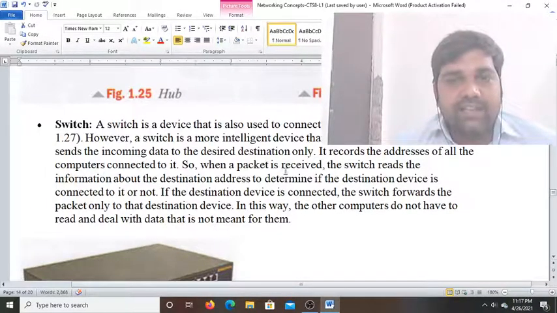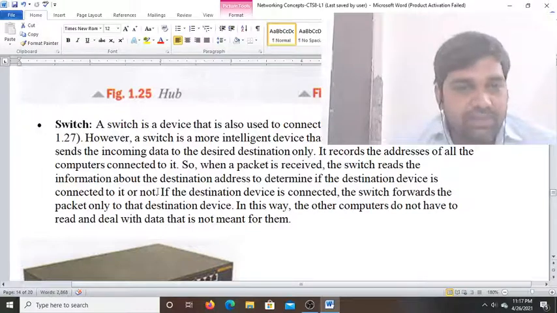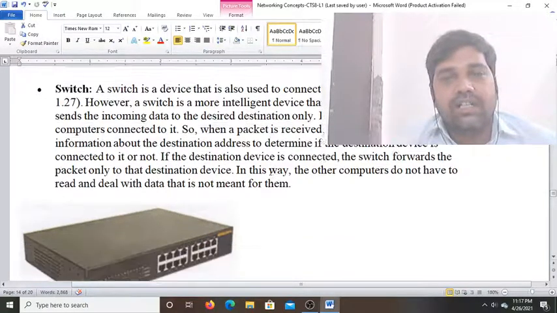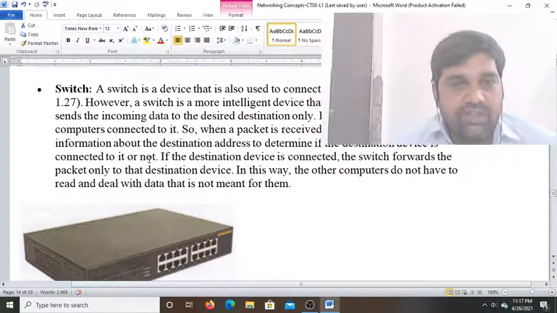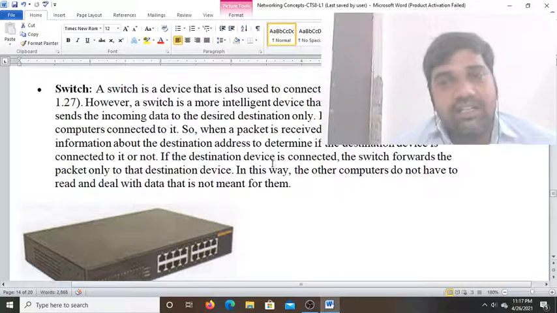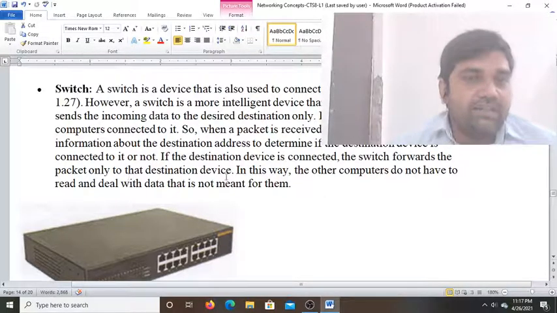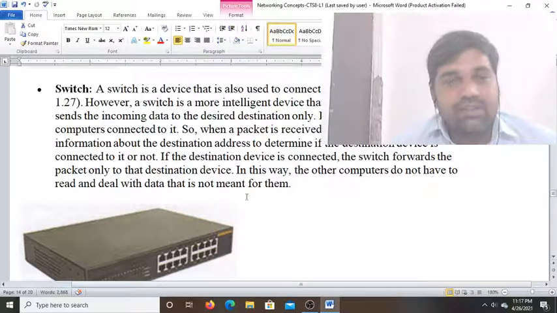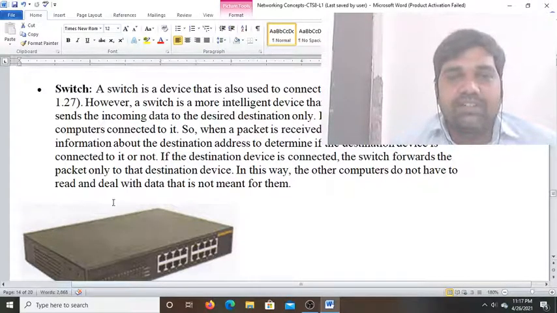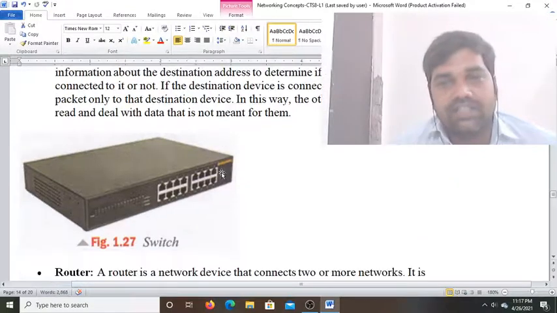So when a packet is received, the switch reads the destination address present in the packet and determines if the destination device is connected to it or not. If the destination device is connected, the switch will forward that packet to that destination device, means that computer. This way, the other computers do not have to read and deal with data that is not meant for them. So other computers will not get the data.